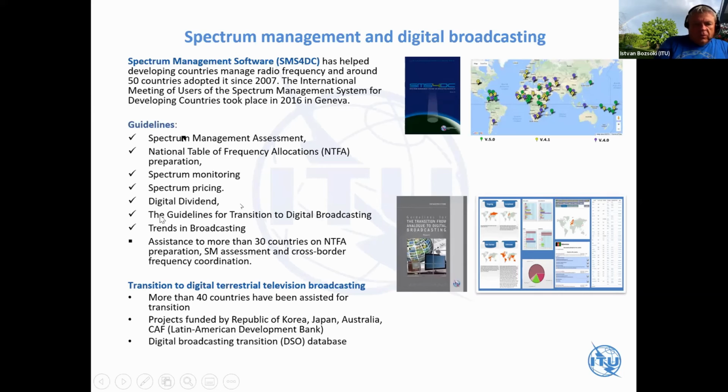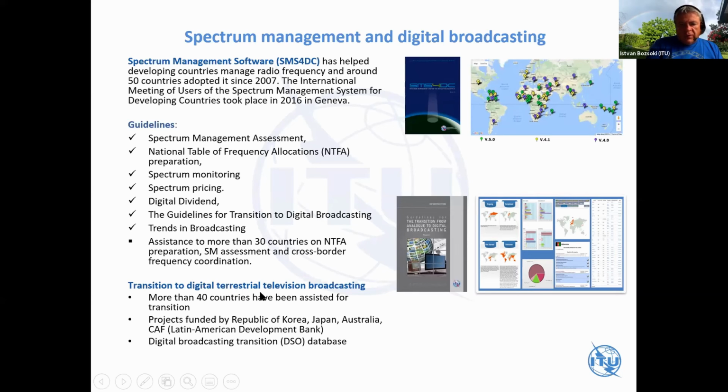And just to add for all of them, these are short booklets, because we have, for example, the national handbook on spectrum management, which is a very nice document from the Radiocommunication Sector, and it also contains some information on the assessment and national table of frequency allocation preparation. We have the spectrum monitoring handbook, but these are some practical guidance for the countries if they want to do, for example, spectrum management assessment, how they have to prepare the national table of frequency allocation. Also, we provided assistance to more than 30 countries on the national table of frequency allocation preparation, also spectrum management assessment and cross-border frequency coordination issues.